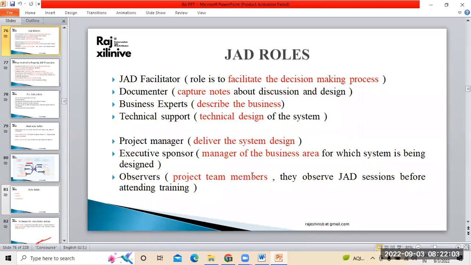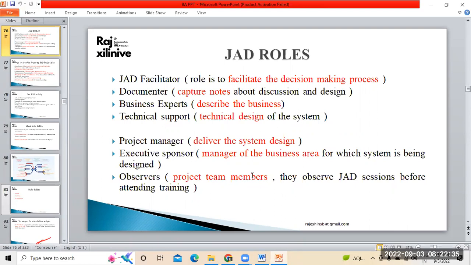So there must always be a reason, and documental evidence is really needed. To have the documental evidence, this documenter, capturing the notes, is what is needed here. This is the second one. Third, you'll require a business expert. The business expert is the person who describes the business.